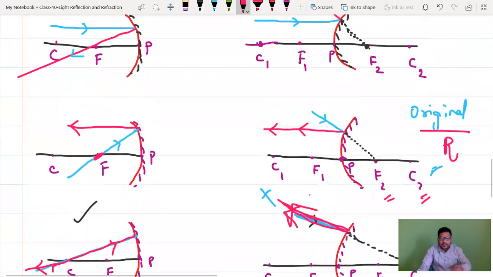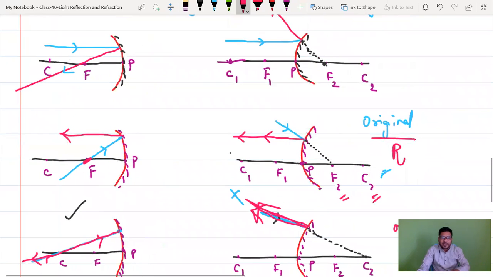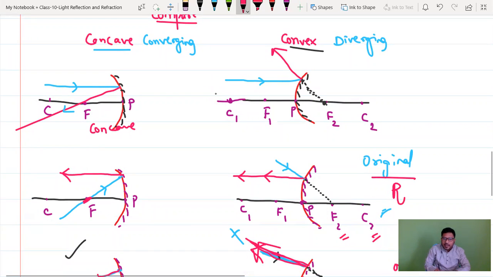But these three diagrams are somewhat different. So don't get confused. In concave, if incident ray is parallel to principal axis, reflected ray will pass through focus. But here, incident ray is passing parallel to principal axis, passes through focus only, but focus is towards the right hand side. So it will diverge like this, diverge.